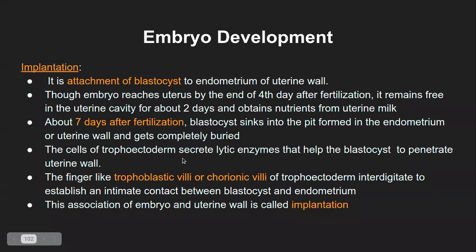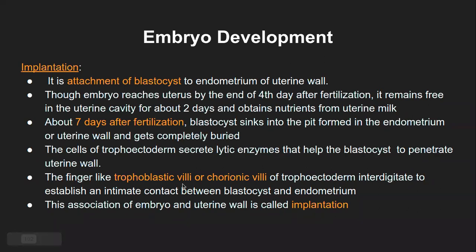Here, the cells of the trophoectoderm will secrete the lytic enzyme that helps the blastocyst to penetrate the uterine wall. Now, it is not just directly entering. Obviously, the outermost layer, that is the trophoectoderm, will secrete some lytic enzyme which will break down the uterine wall or the endometrial wall, and the blastocyst can enter inside those walls.